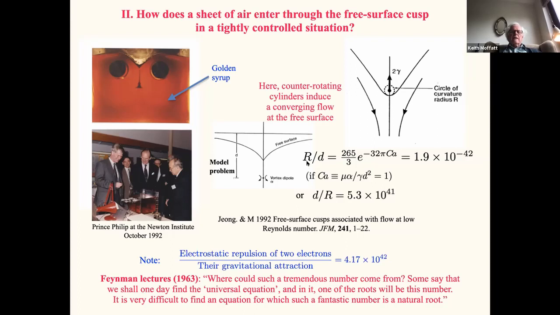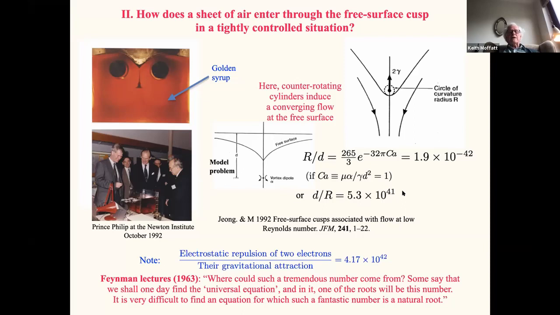Now, the exact solution of this problem, which is given in this paper in 1992, gives a rather extraordinary result that the ratio of r, radius of curvature here, to the depth d is 265 over 3 exponential minus 32 pi times the capillary number defined in this way. Alpha, the strength of the vortex dipole, mu, of course, viscosity, gamma, surface tension. If that capillary number is equal to 1, then d over r evaluates to the ridiculously large value, 5.3 times 10 to the power 41. The reciprocal of order 10 to the minus 41, of course.